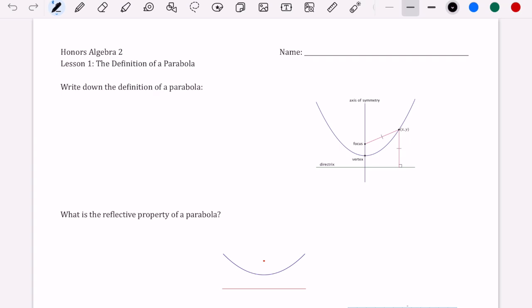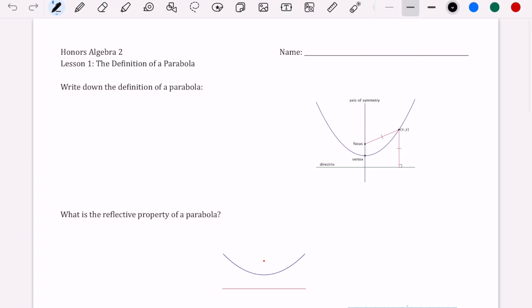So this will give you some time to practice the trigonometric skills that you might be missing. It is a great opportunity for you to practice them. Right now we're going to focus on this last thing of module 1, called the definition of a parabola.